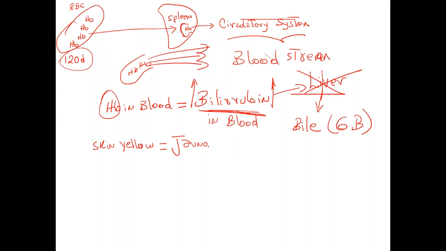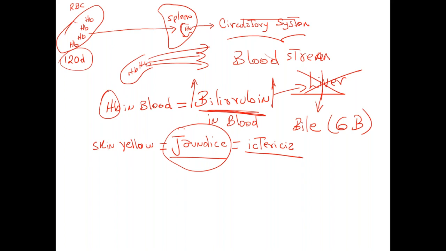Jaundice is a yellowish skin. The other name is icterus. So those two names, especially jaundice, is what you need to remember. What is jaundice? Jaundice is yellow skin.